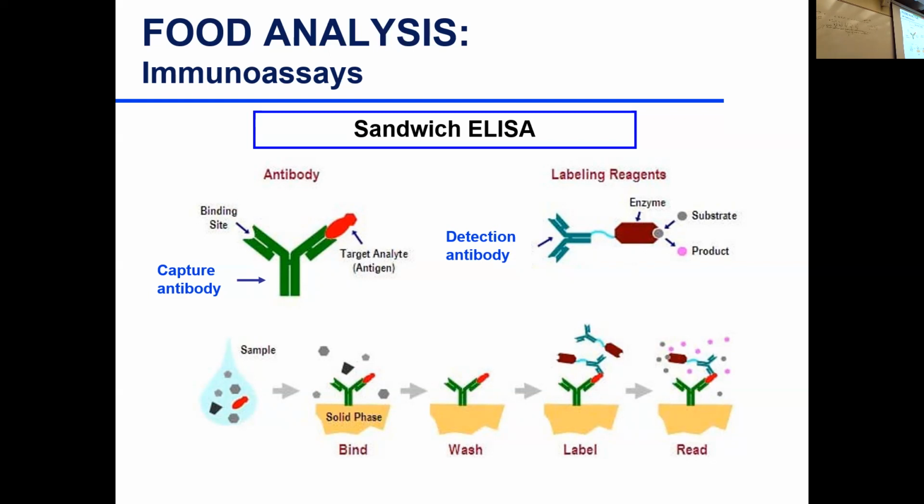Here, in this case, the higher the absorption, the higher is the amount of antigen I have in the sample. The more antigen I have, the more detection antibody is bound, the higher is the color, more conversion of substrate to product. So the higher the concentration of the antigen, the higher the absorption.